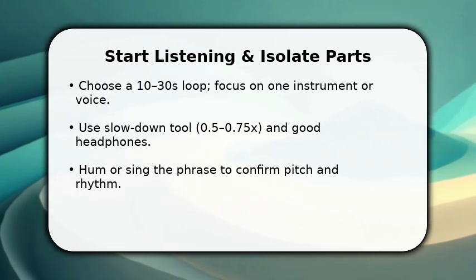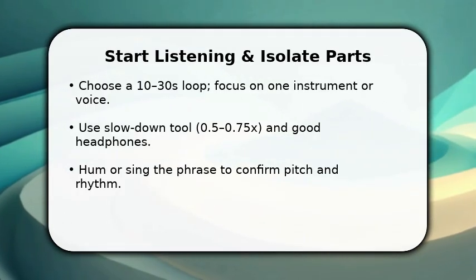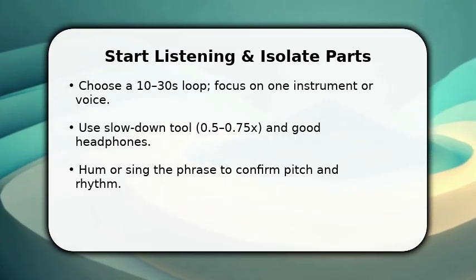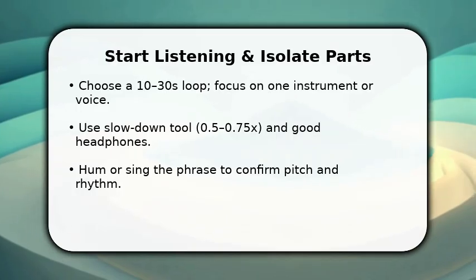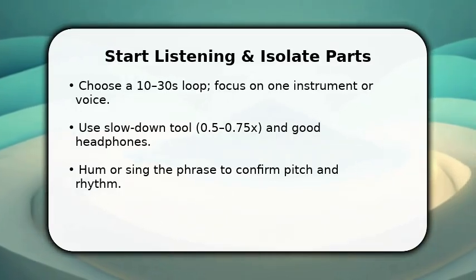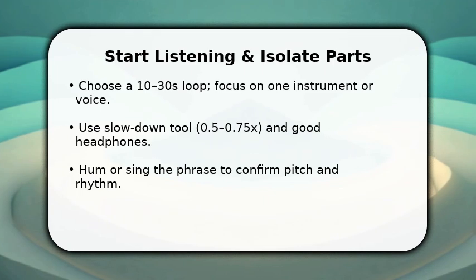Once you can hum the line accurately, write a simple rhythmic grid and a tentative melodic contour. Make sure to keep notes simple at first. Outline scale degrees, not exact notes, to capture the phrase's shape before filling in specifics.